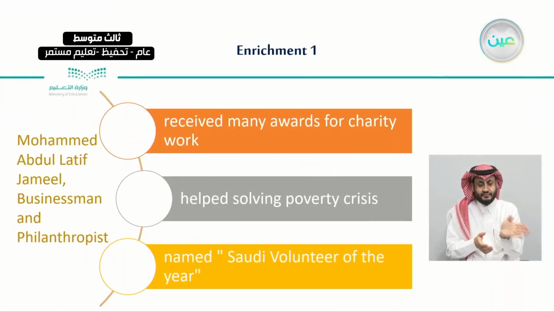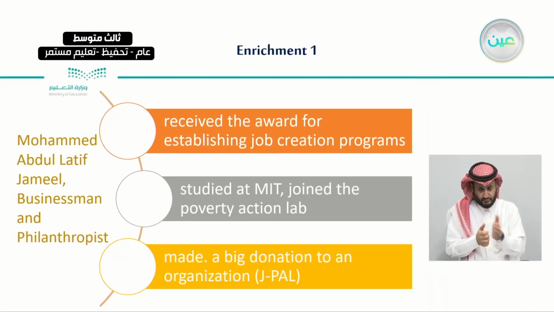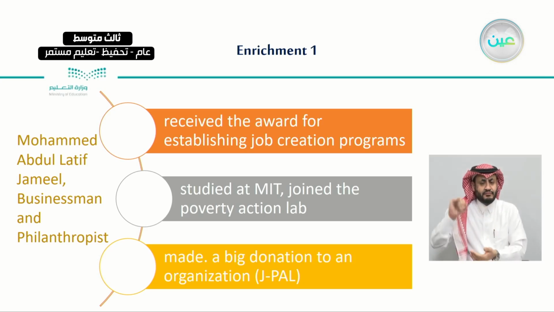And also, when we read about Muhammad Yunus, we went straight to read about Muhammad Abdul Latif Jameel, who received many awards for charity work and helped in solving the poverty crisis, and he was named the Saudi Volunteer of the Year, and received the award for establishing job creation programs. He studied at MIT and made a big donation to an organization called J-PAL.